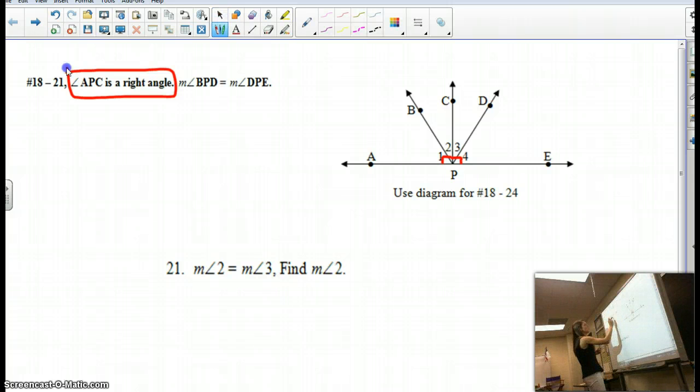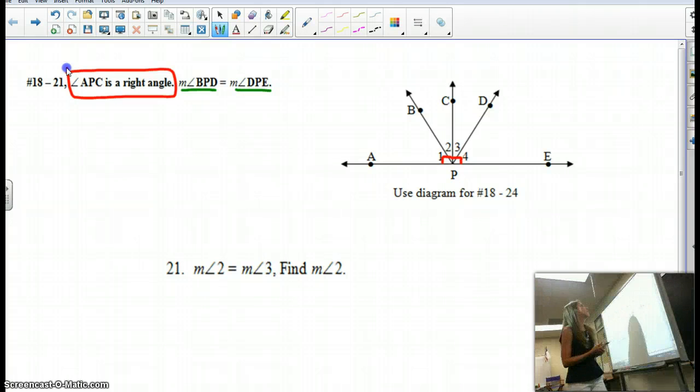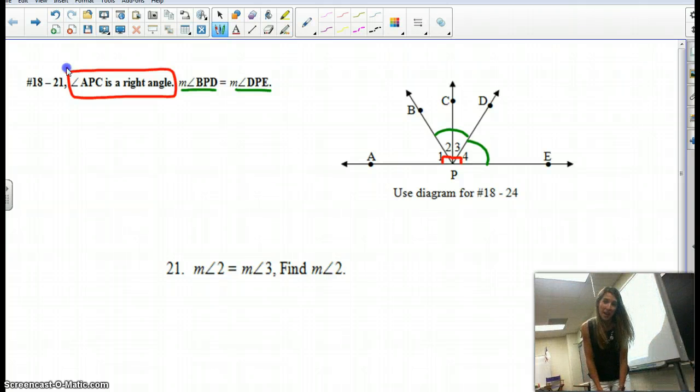And then the measure of angle BPD equals the measure of angle DPE. That's telling me that those angles are congruent. So I'm going to put arcs on those angles. BPD gets an arc and DPE gets an arc. Those are the same exact measure. So I know all of that information before I've even begun my problem.